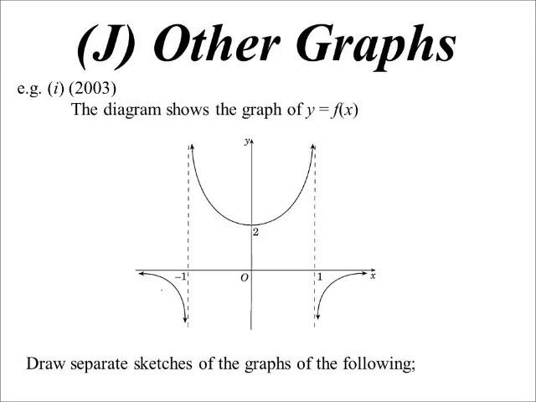So just to finish off with, I'm going to look at some different graphs that have appeared over the years. Let's have a look at this one. Here's the random graph they gave us. It actually looks like a reciprocal of a parabola, because that's the sort of shape you get for that. But anyway, the ones they wanted us to draw that particular year.